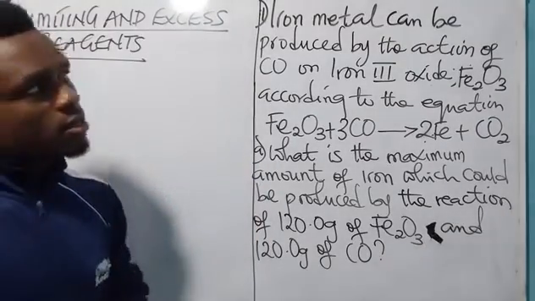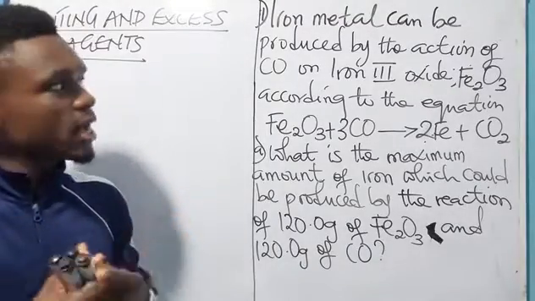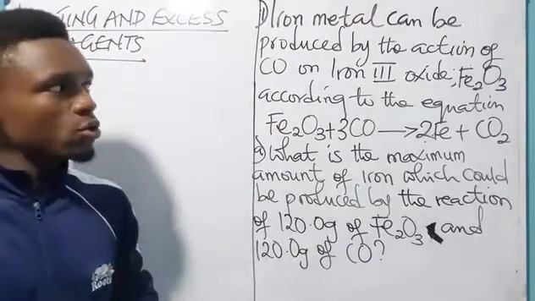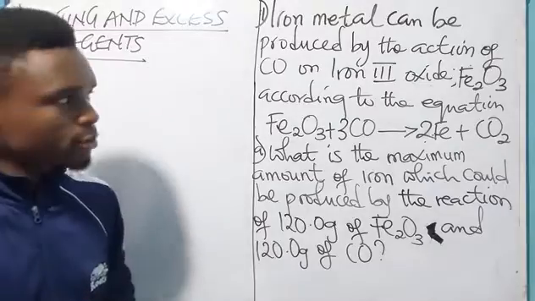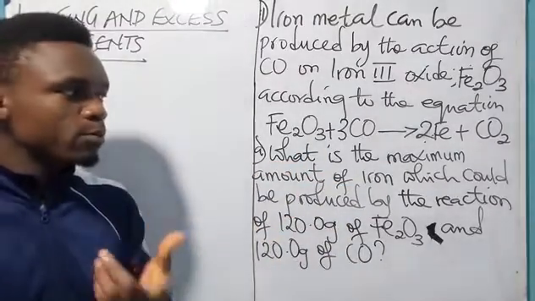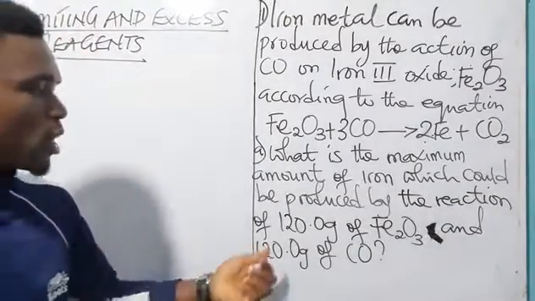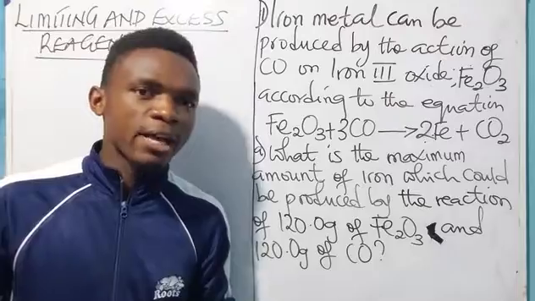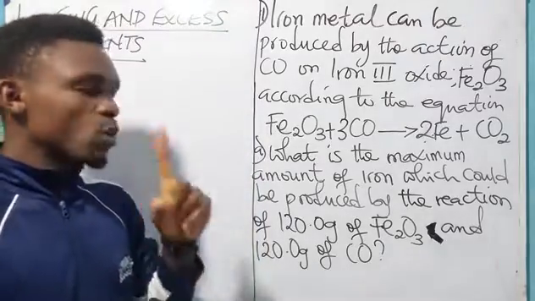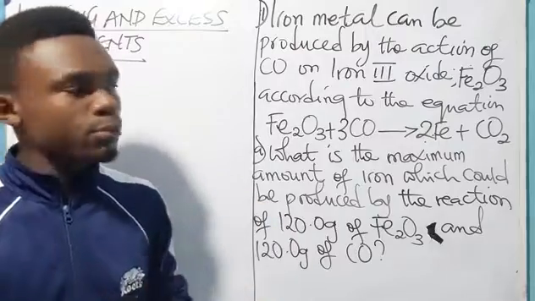Okay, it says iron metal can be produced by the action of carbon monoxide on iron(III) oxide according to the equation. You have it. What is the maximum amount of iron which could be produced by the reaction of 120 gram of iron(III) oxide and 120 gram of carbon monoxide? It is very simple.